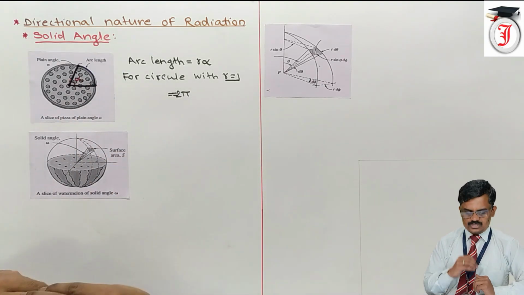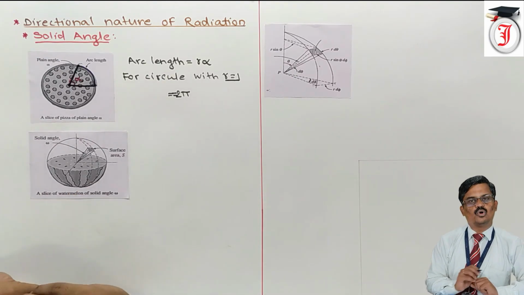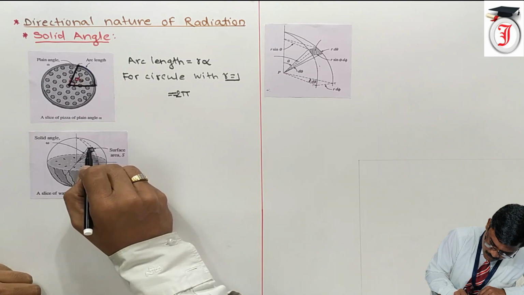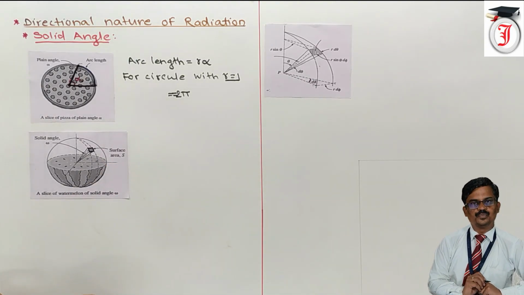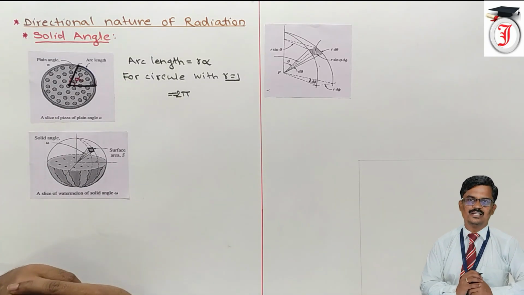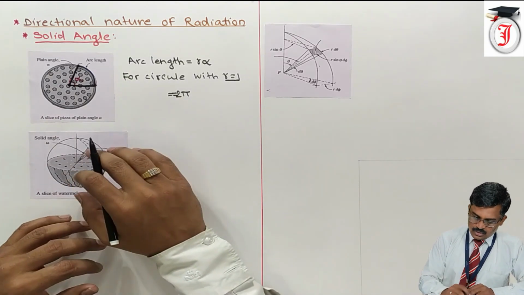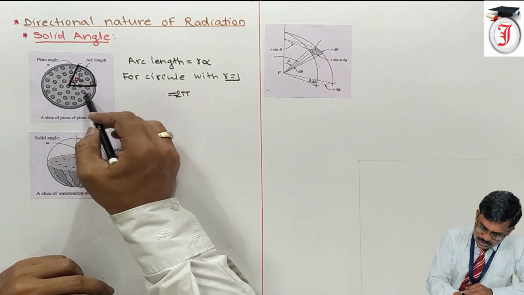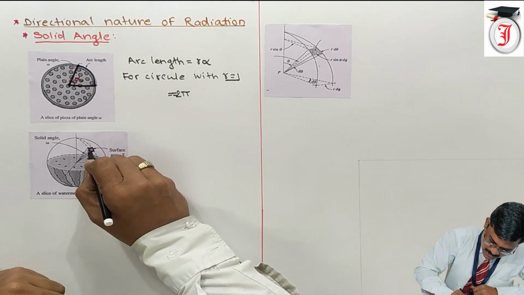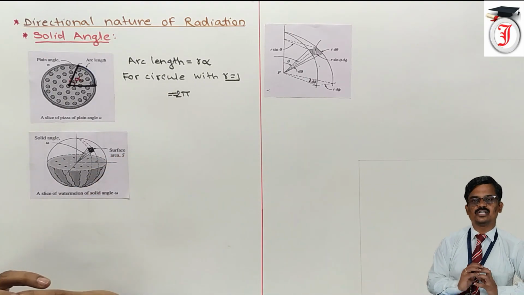Now let us consider a slice of a watermelon. Let us consider this is a slice of a watermelon. Its corners are connected at the center and it forms a conical shape. Analogous to this, we can determine the surface area. Surface area means the green surface.